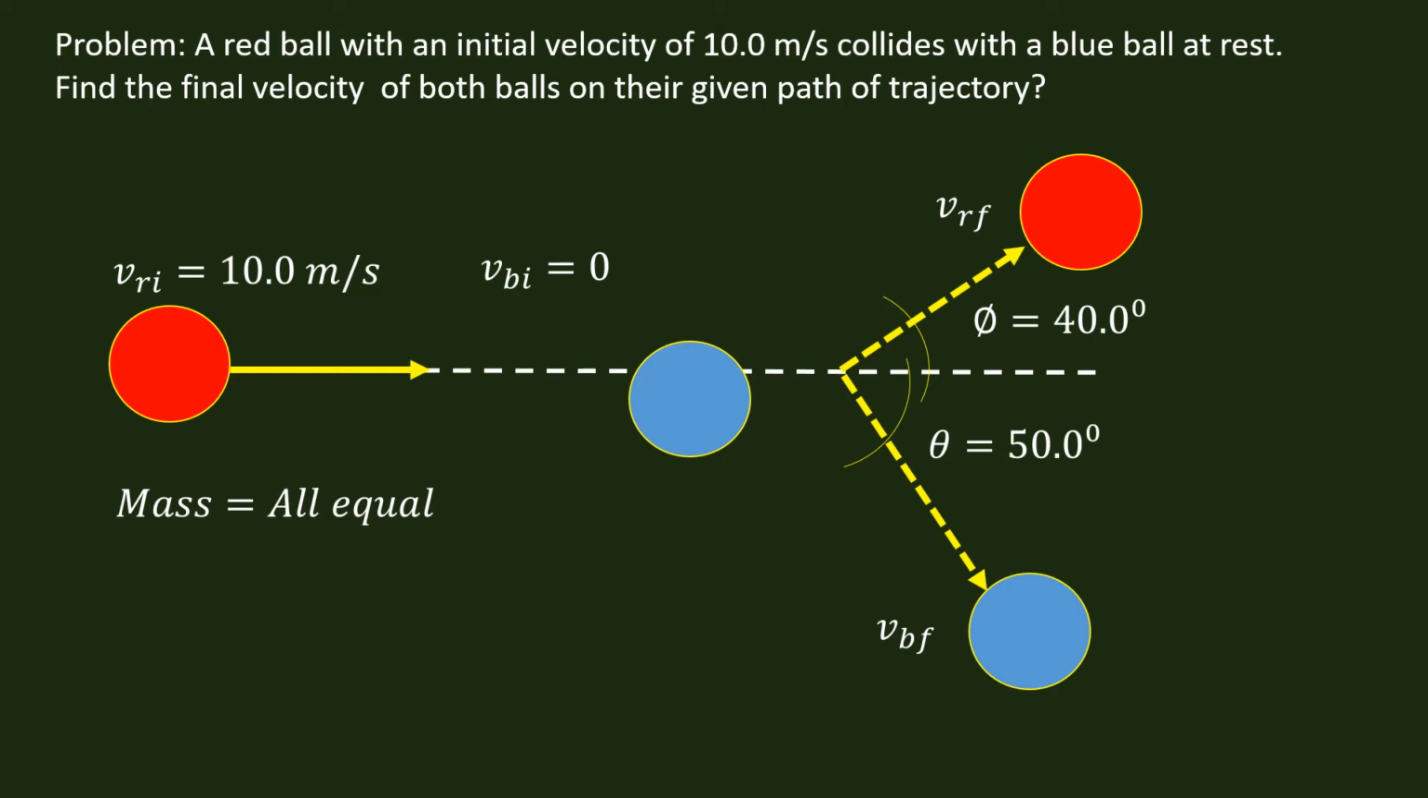So let's look at a problem. We have two balls. Their initial state is the red ball is traveling at 10 meters per second towards the blue ball, which is a little bit off the axis there. The blue ball is at rest. And then after the collision, we have two velocities that we need to find, the red ball's velocity and the blue ball's velocity. We're already given the angle trajectory of each ball, so that helps us solve the problem. We also know that the masses are all equal.